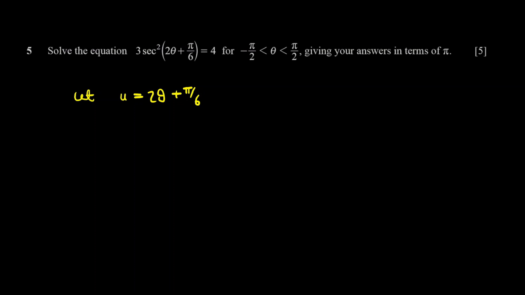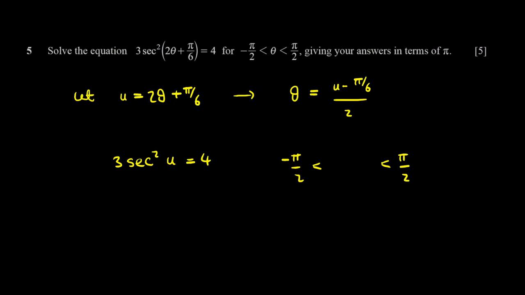And that means that if I was to rearrange that, theta would be equal to u minus pi by 6, all divided through by 2. Now, that means that I can change both my equation here and also the domain here, so I get it in terms of u. So let's just do that. I'm solving 3 sec squared u is equal to 4. And my domain is between negative pi by 2 and positive pi by 2.